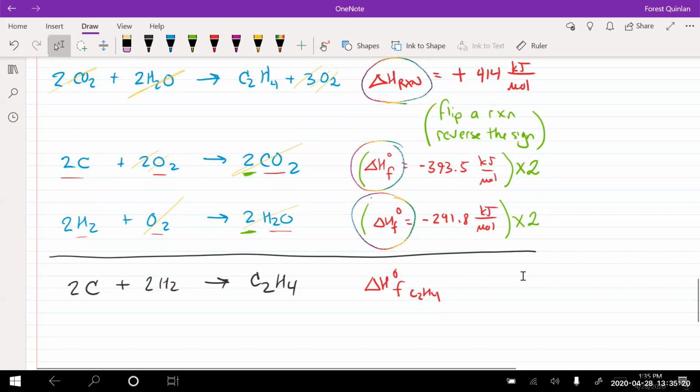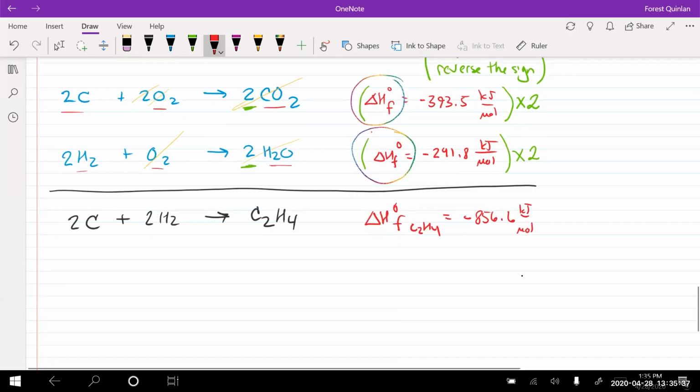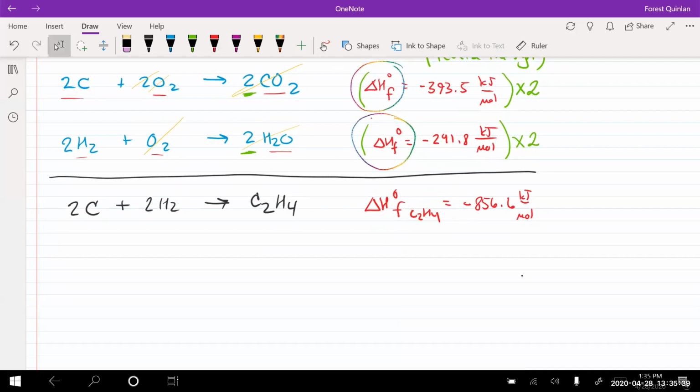And if we do that, we find out that the delta H naught of formation for this piece is negative 856.6 kilojoules per mole. Which means that if you got the carbons and hydrogens and ended up making ethylene, this again would be exothermic.